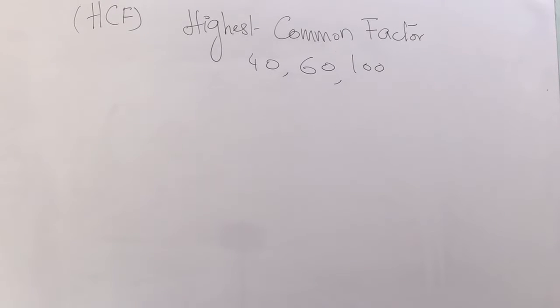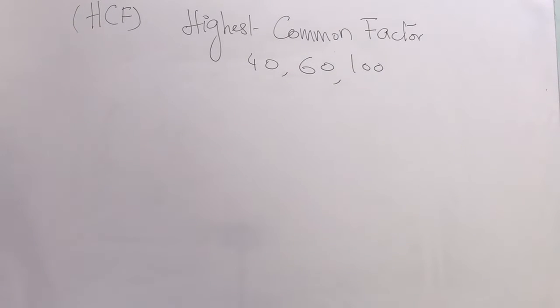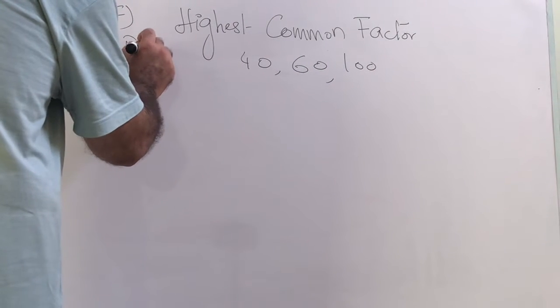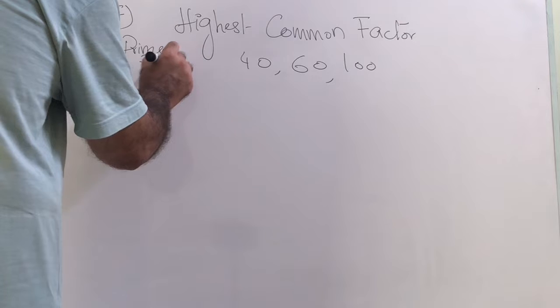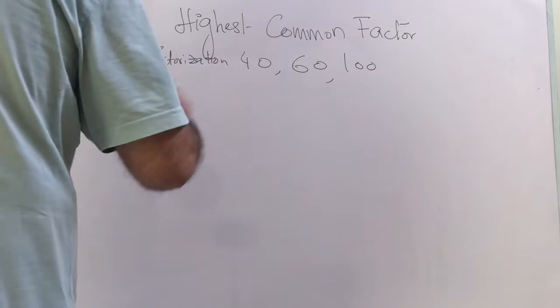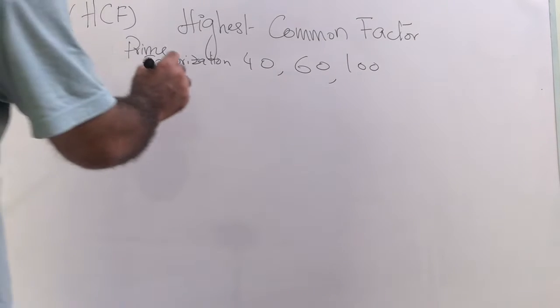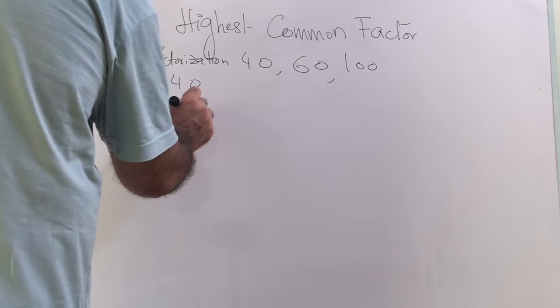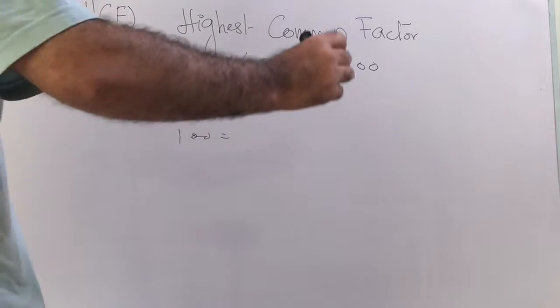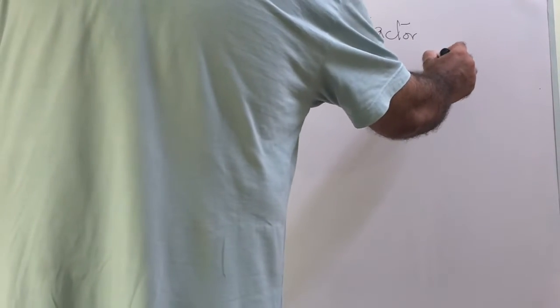There are two methods mentioned. First we will be using the first method, prime factorization. So we need to find the HCF of 40, 60 and 100 by using prime factorization. 40, 60, 100. We will do prime factorization here.